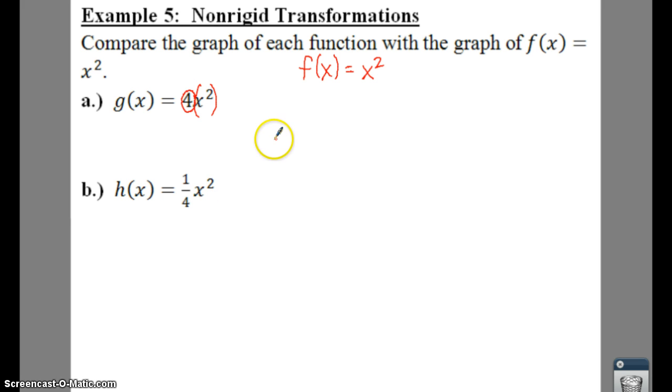So that means this is going to be a vertical stretch. Remember, if it is vertical, it is just what you see. So here you're going to have a vertical stretch by 4.